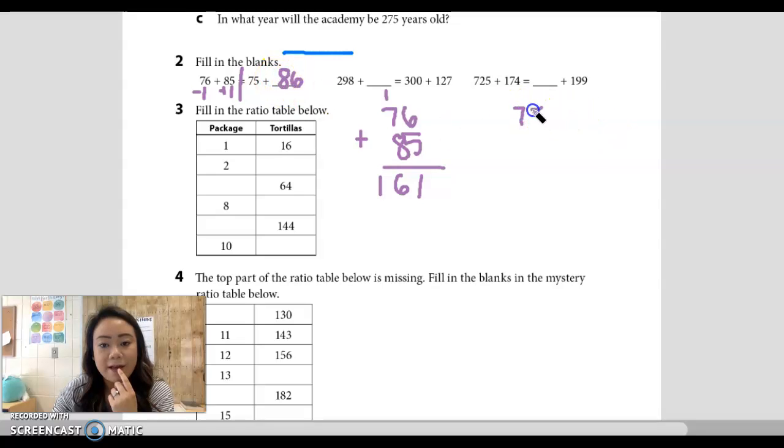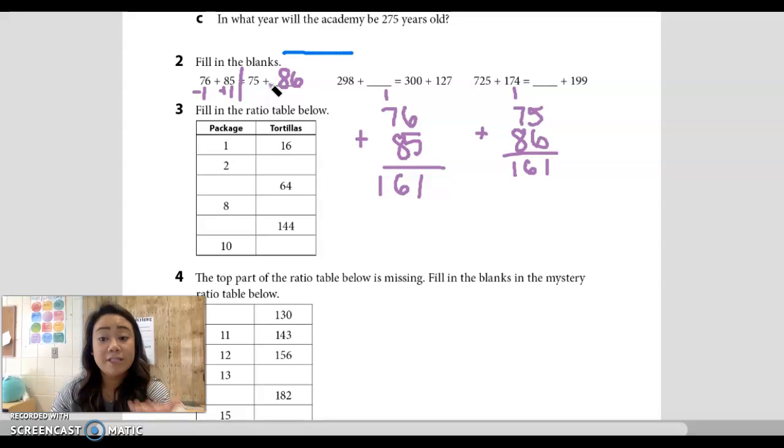I've got 75 plus 86. 5 plus 6 is 11. 7 plus 1 is 8. 8 plus 8 is 16. So my answer is 161. They are equal to each other, so I know I did that right.